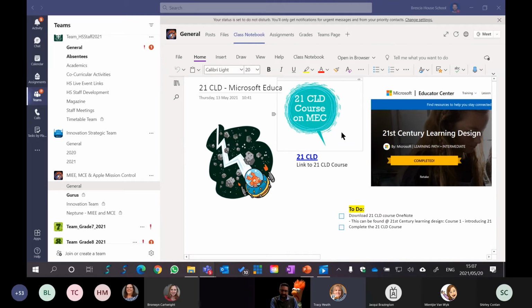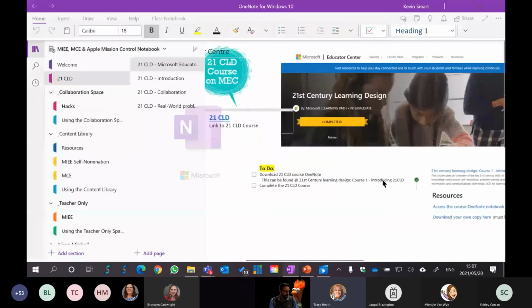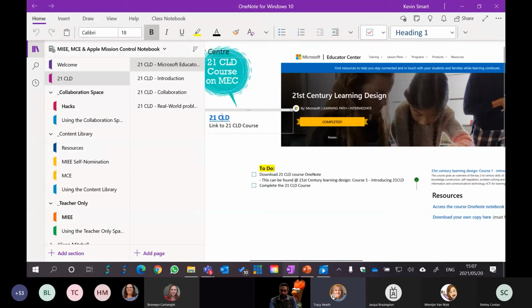I don't like using OneNote through Teams because I find that it's very slow and difficult. I like to open it up in the desktop app. If we open it up there, we can see all the information over there. And here is all the information that we've been talking through over the last couple of weeks and the information we need to go forward.